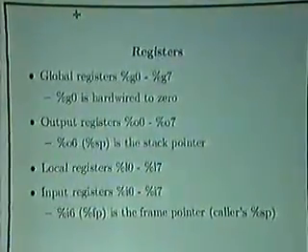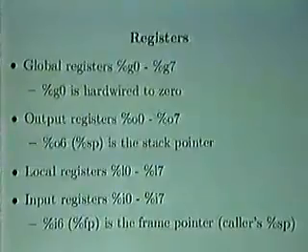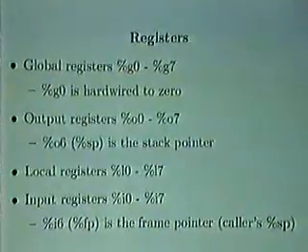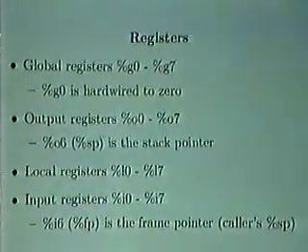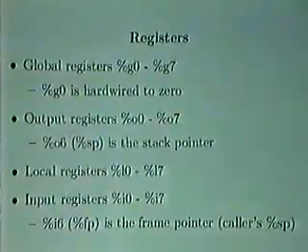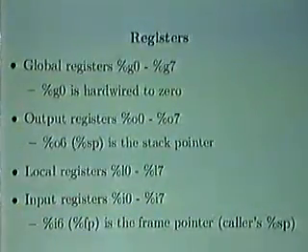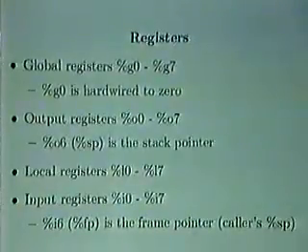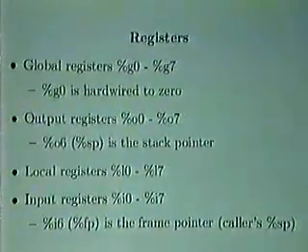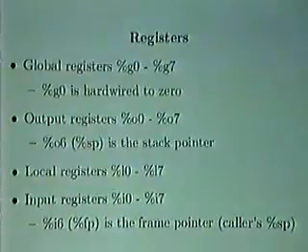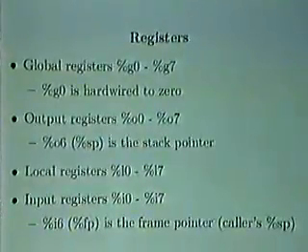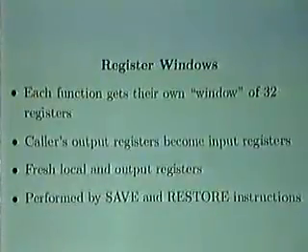Things to note: output register 6 is the stack pointer. That points to the bottom of your stack, bottom being the lowest memory address. Input register 6 is the frame pointer, which is your caller's stack pointer, and it also points to the top of your stack space.